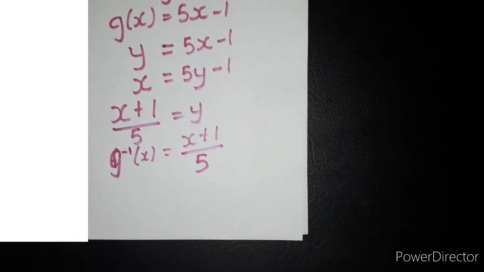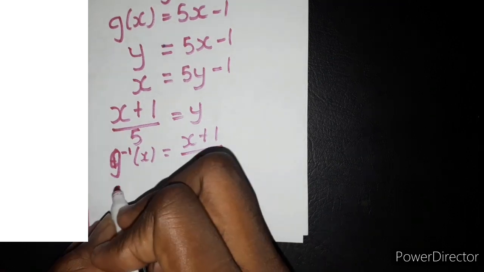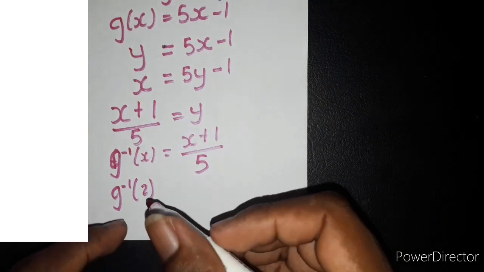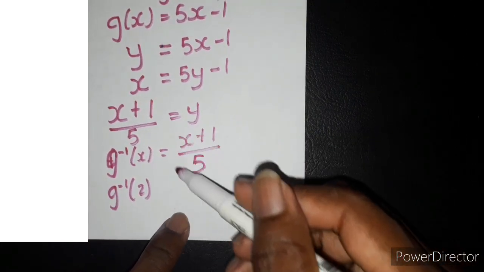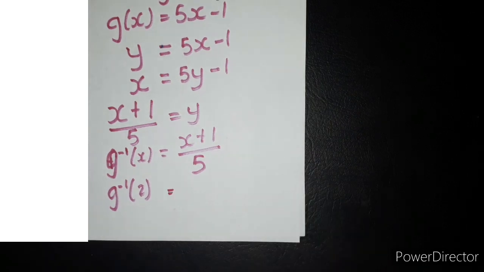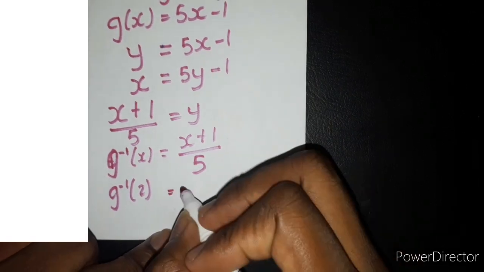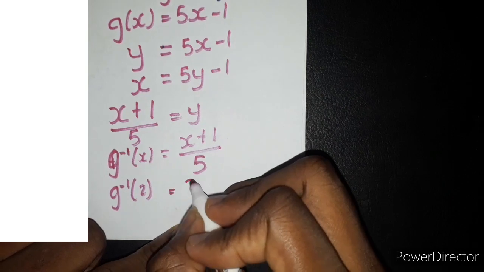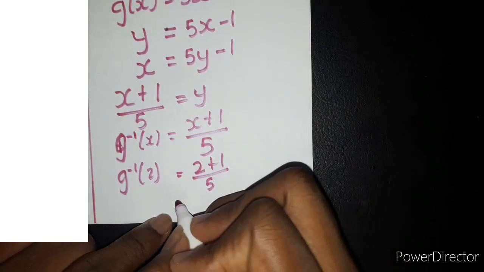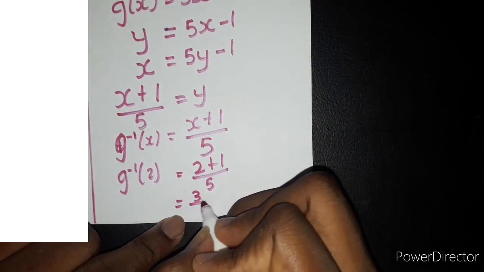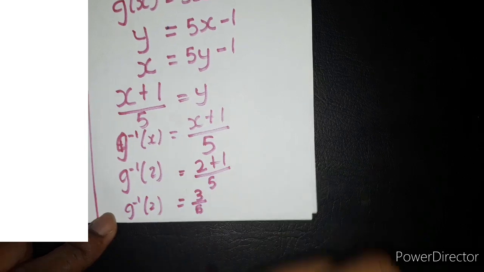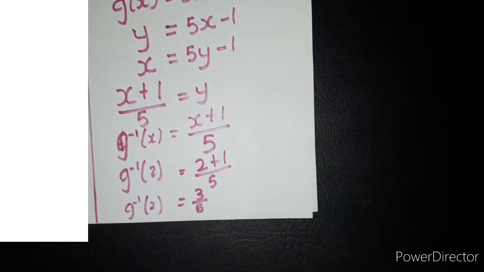And now we can go ahead and find g inverse of 2. All we do is we put the 2 into this function that we just found, just like how we did in the first video. This will be g inverse of 2 is 2 plus 1 divided by 5, and that will be 2 plus 1 is 3 divided by 5. So g inverse of 2 is equal to 3 over 5.